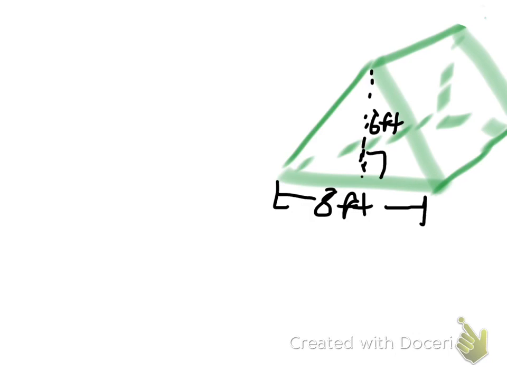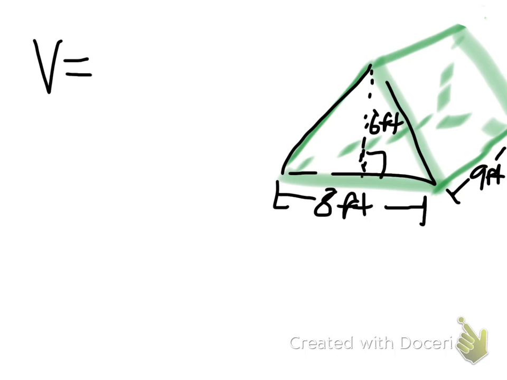Alright, so I have 6 feet, 8 feet, and 9 feet. Okay, so to find the volume of this triangular prism, we have a triangle base. This is the triangular prism. Base area times height is the formula for volume.